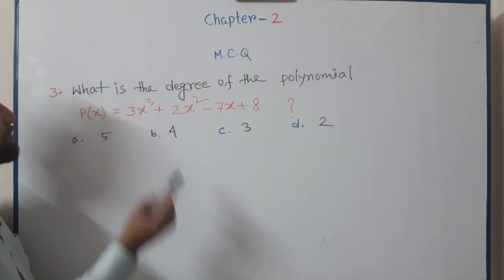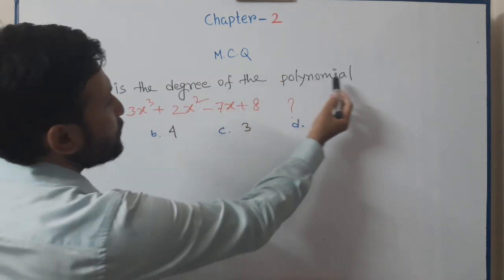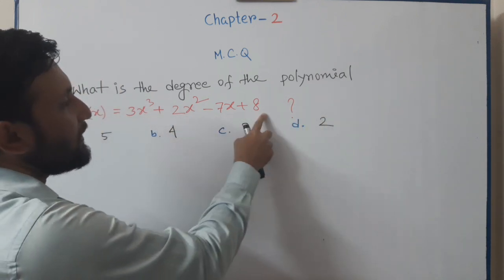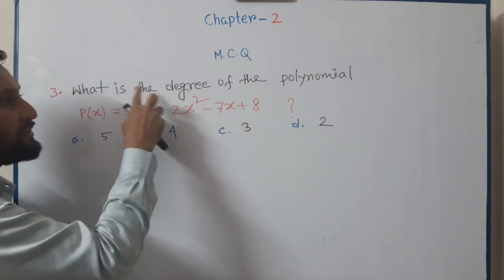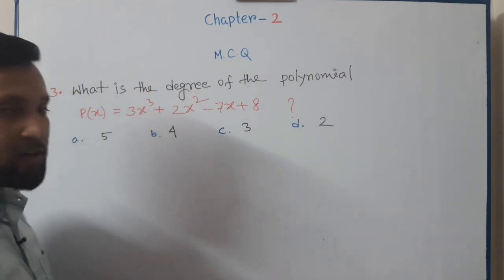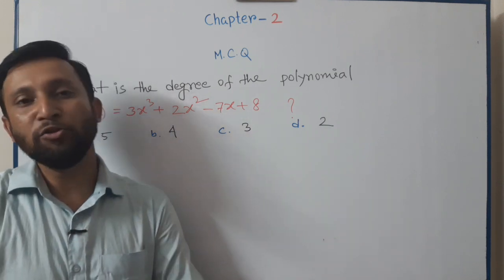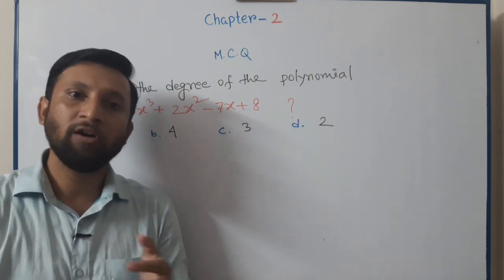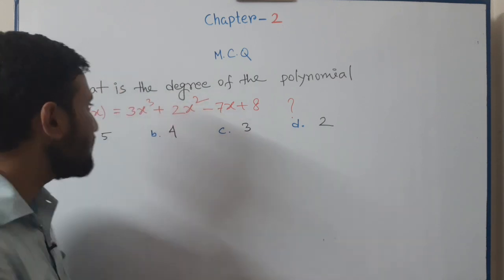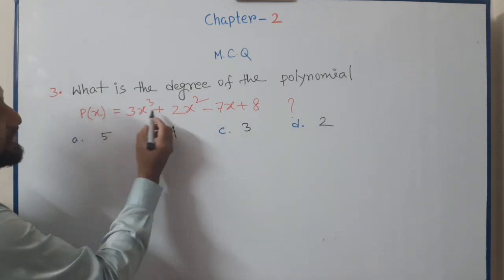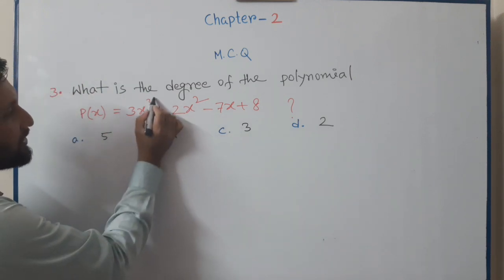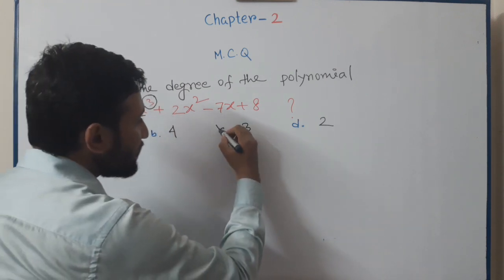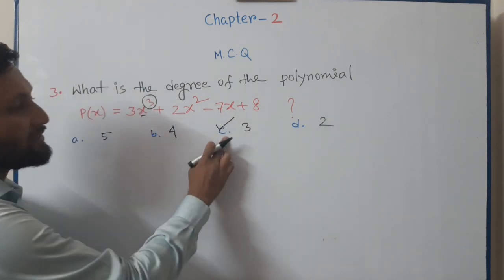Next MCQ. The question is, what is the degree of the polynomial p of x equal 3x cube plus 2x square minus 7x plus 8? We have to identify the degree of this polynomial. We already know the degree of a polynomial is the highest power or highest exponent of a variable of this polynomial. Here the highest power of variable x is 3. So the degree of this polynomial is 3. Our required answer, option C.